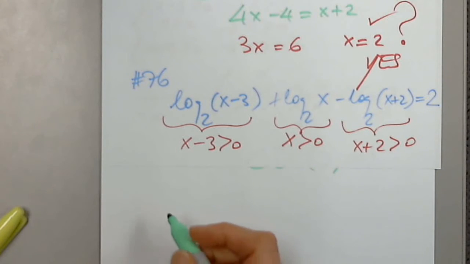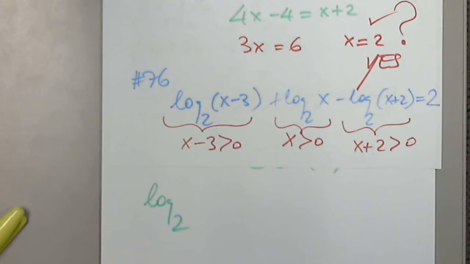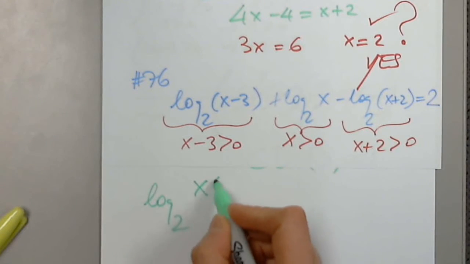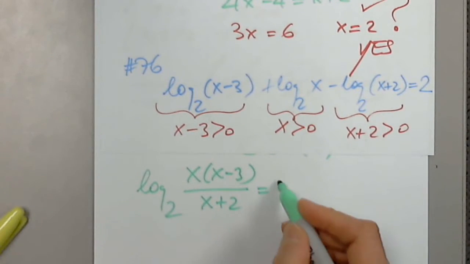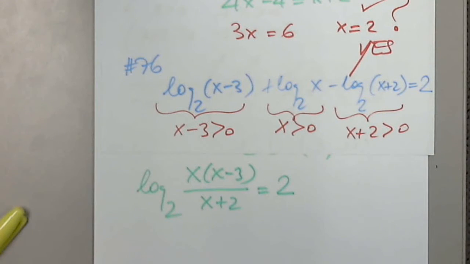So what will you say? Log base 2 of x minus 3 multiplied by x. Good. I'm going to write x times x minus 3, which is the same thing. Very good, divided by x plus 2, equals? Awesome. So I completely condensed the left-hand side in one step.